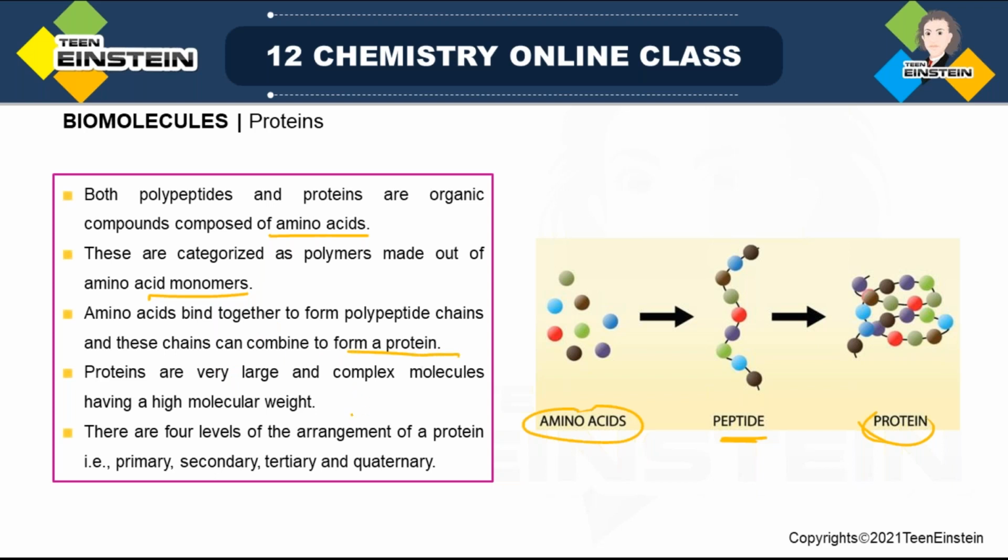Now proteins are very large and complex. That is the difference with peptide. Peptide is just like protein, but the difference is protein is very large, very complex. So many different types of amino acids are there, and molecular weight is very high. And for protein, when we see the structural information, it is clear that there are 4 levels of arrangement of proteins: primary, secondary, tertiary, and quaternary.